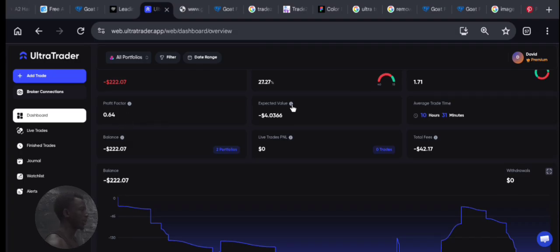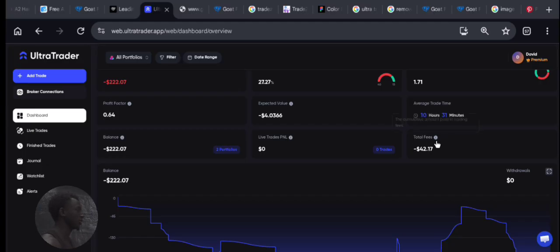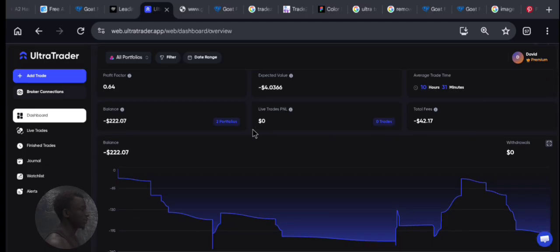And this expected value is the average result you could expect from an investment or decision based on previous performance. Mine is negative, so that's it. And this is average trade time. The average trade time is around 10 hours 31 minutes. So that's basically how long I hold a trade on average.